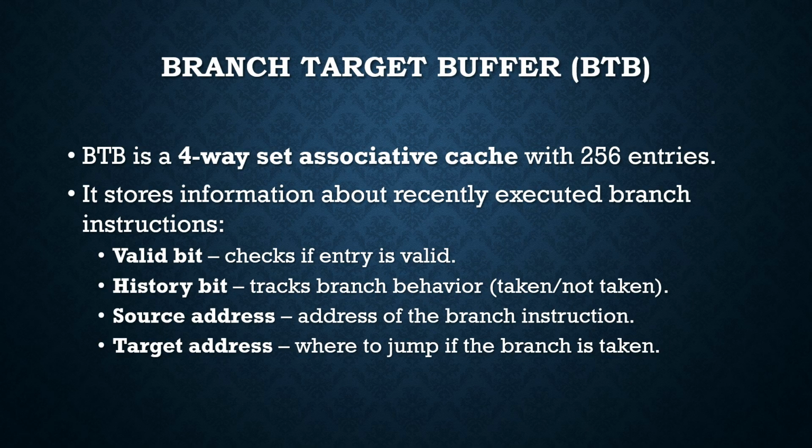It is a 4-way set associative cache with 256 entries, which stores information about recently executed branch instructions. It has data regarding the recently executed branch instruction, which contains a valid bit; it checks if the entry is valid. It has a history bit which tracks branch behavior, whether it is taken or not taken. It will have the source address as well as the target address, where the source address is the address of the branch instruction and the target is where to jump if the branch occurs.